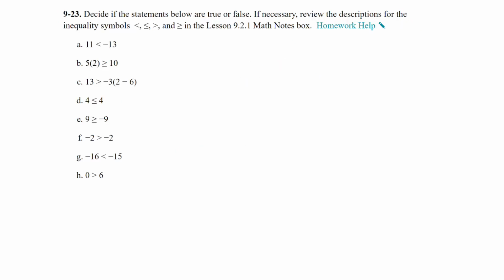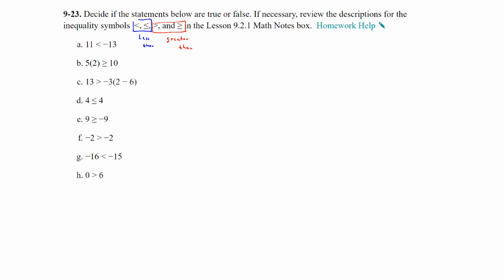Question 23. Decide if the statements below are true or false. If necessary, review the descriptions for the inequality symbols in lesson 9.2.1 math notes box. So these are your less than symbols. And if it has the line below, then it's equal to also. And these are your greater than symbols. And I guess it's technically how you also read. But if we're reading left to right, that would be the case.